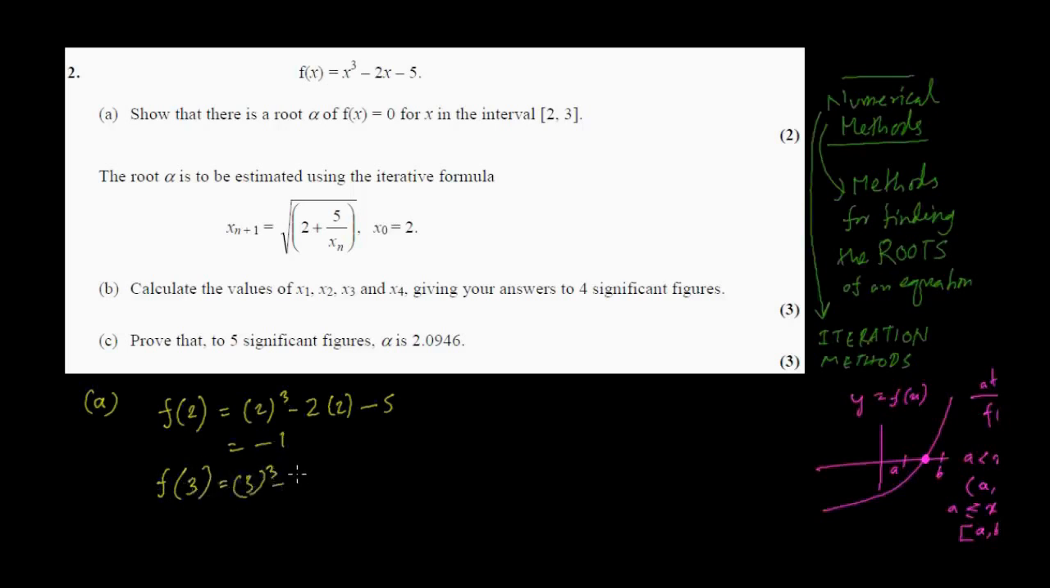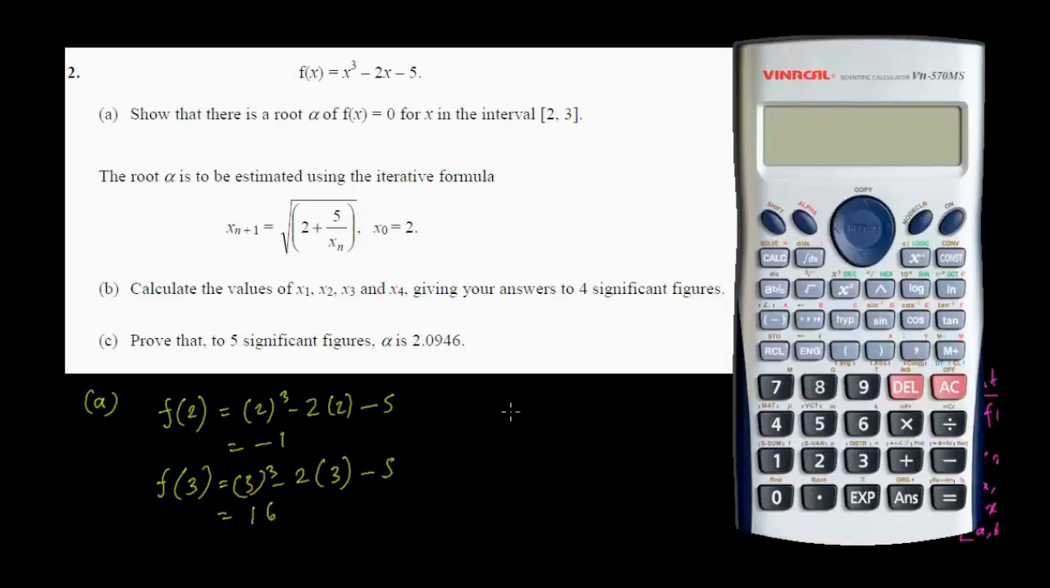It's a good idea to do at least the basic calculations in your head, because that will speed up the calculation. Actually, the calculator slows down the calculation. This is 27 minus 6 is 21. 21 minus 5 is 16. Let me double check on this one. 27 minus 6 minus 5 equals 16. That is correct. So there is a sign change.